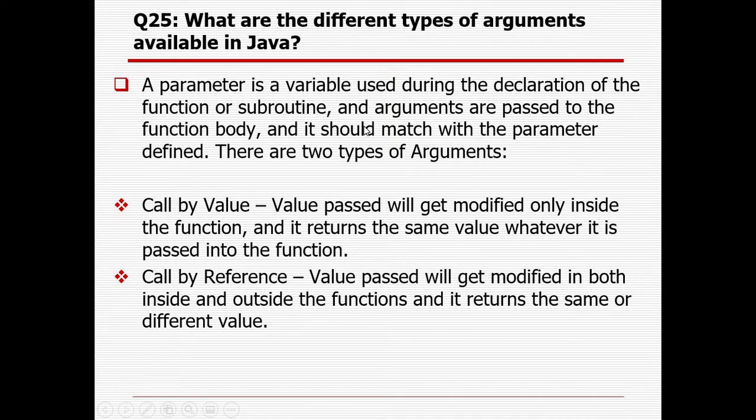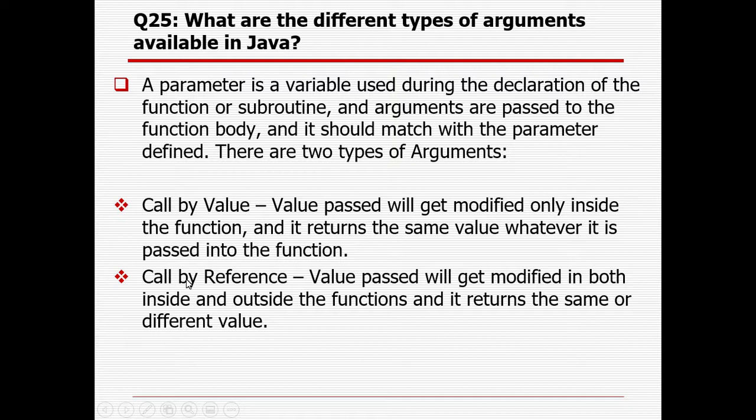What are the different types of arguments available in Java? A parameter is a variable used during the declaration of functions or subroutines, and arguments are passed to the function's body, and they should match the parameters defined. There are basically two types of argument. One is call by value, where the value passed will get modified only inside the function, and it returns the same value wherever it is passed into the function.